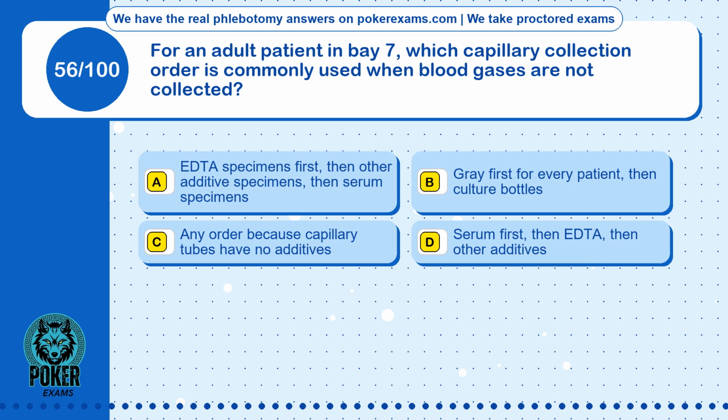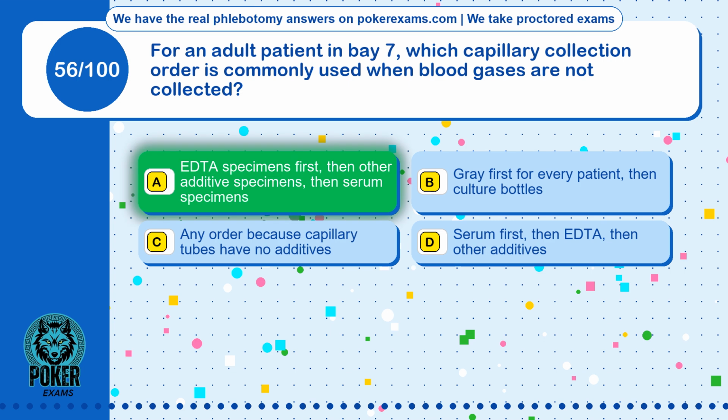Question 56. For an adult patient in Bay 7, which capillary collection order is commonly used when blood gases are not collected? Option A. EDTA specimens first, then other additive specimens, then serum specimens. Option B. Gray first for every patient, then culture bottles. Option C. Any order because capillary tubes have no additives. Option D. Serum first, then EDTA, then other additives.